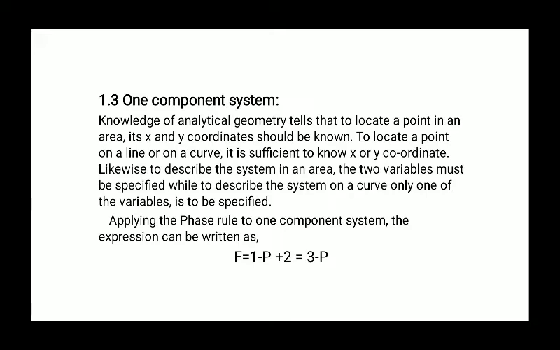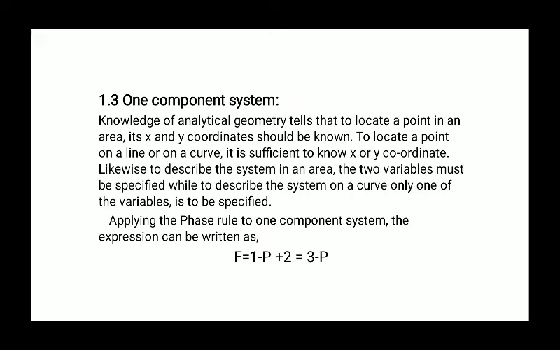Knowledge of analytical geometry tells us that to locate a point in an area, its x and y coordinates should be known. To locate a point on a line or on a curve, it is sufficient to know one coordinate. Likewise, to describe the system in an area, two variables must be specified, while for a system on a curve, only one of the variables is to be specified.